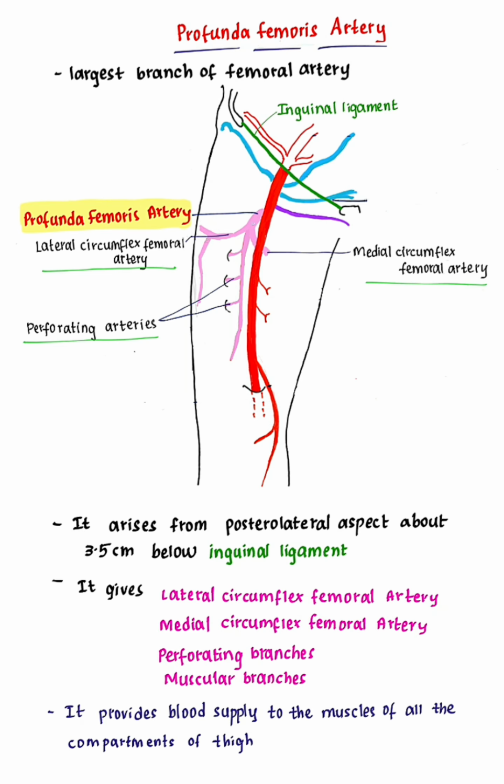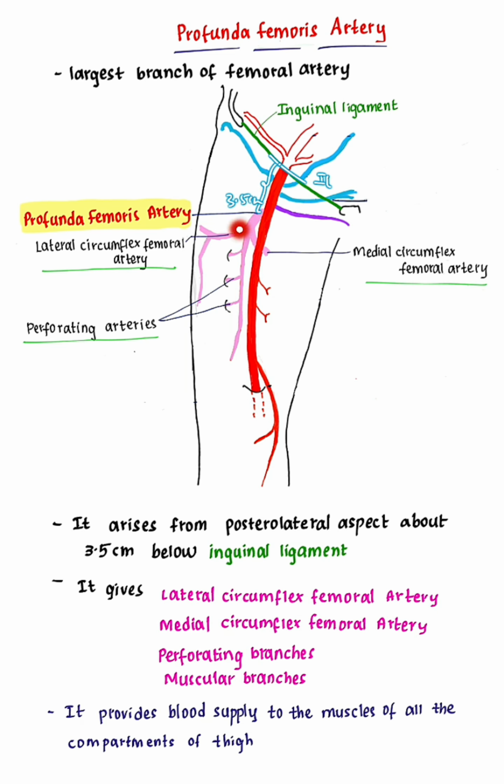Profunda femoris artery is the largest branch of femoral artery. It arises from posterior lateral aspect about 3.5 centimeters below the inguinal ligament. It gives lateral circumflex femoral artery, medial circumflex femoral artery, perforating branches and muscular branches.